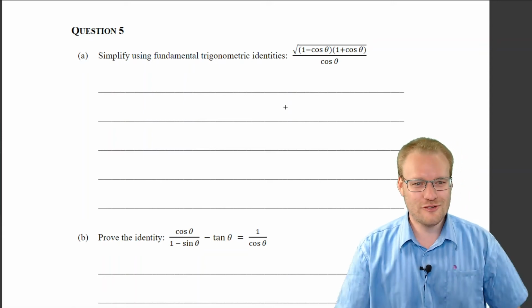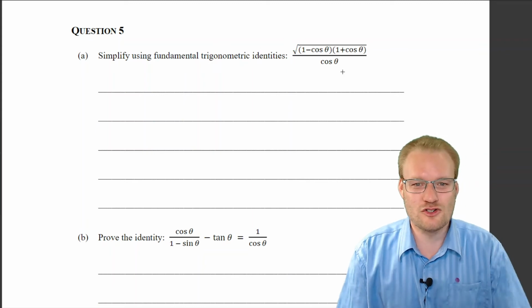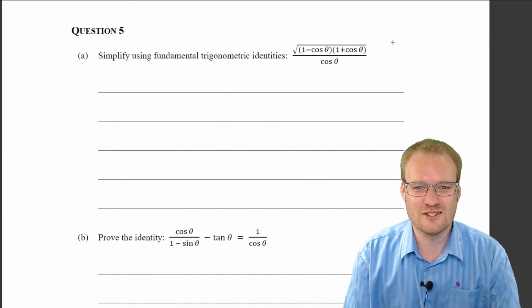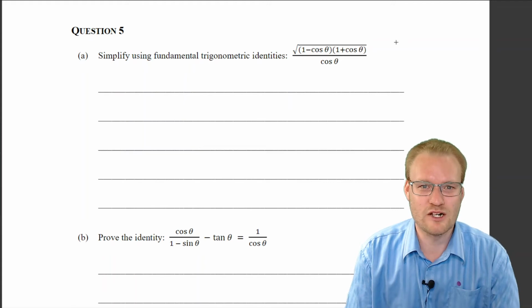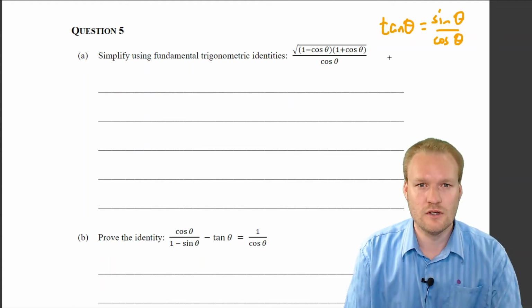Right, simplifying using fundamental trig identities. Now, if we're dealing with fundamental trig identities, what's the first thing that we need to have jotted down here? Well, I'd say that we need the fundamental trig identities, so we've got them there for reference. So let's jot them down. And now that we've got our first one, let's put down what our second one is.